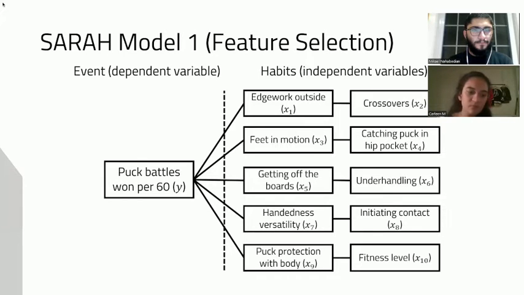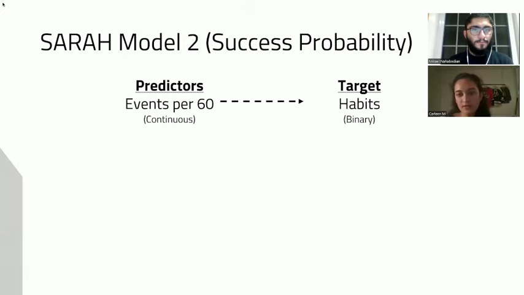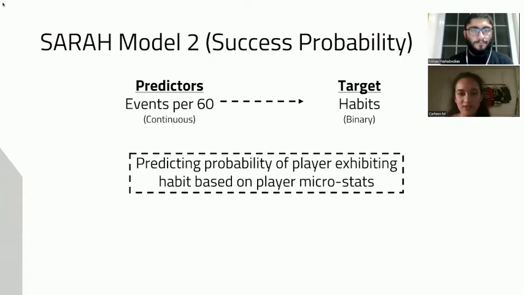So moving into the Sarah Model 2 framework, we now move to the reverse relationship, which is a much more normal relationship to try to predict. So the continuous events per 60, the microstats, predicting the habits out of those, which is a very simple classification problem, and basically predicting the probability of players exhibiting a habit based on those microstats.